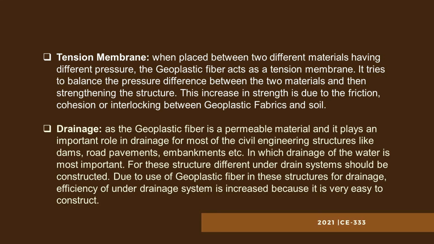Tension membrane. When placed between two different materials having different pressure, the geoplastic fiber acts as a tension membrane. It tries to balance the pressure difference between the two materials and then strengthening the structure. This increase in strength is due to the friction, cohesion, or interlocking between geoplastic fabrics and soil. Since nagkakaroon ng external force between the fabrics and soil, ang geoplastic fabrics ang nag-act as a boundary at nag-aabsorb ng matitinding pressure and stresses na nanggagaling sa dalawang layers. Sa paraang ito, napapanatili ang katatagan at tibay ng isang structure.